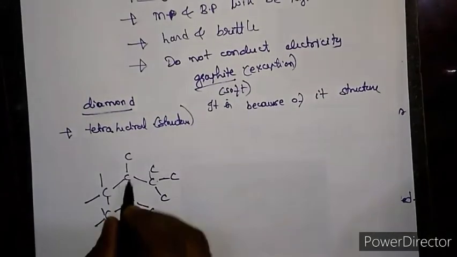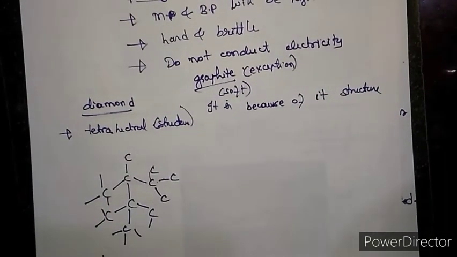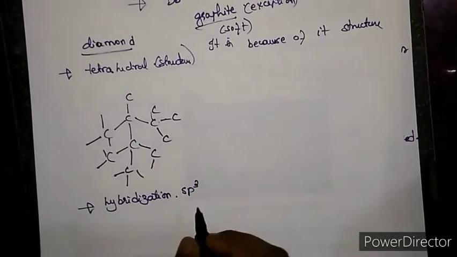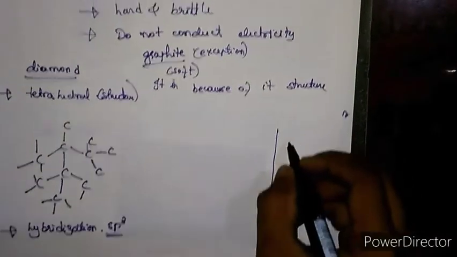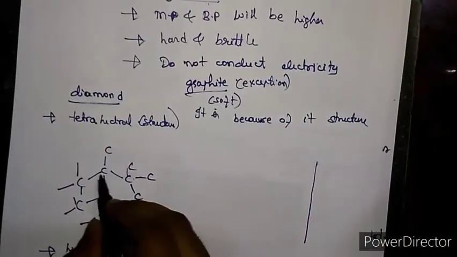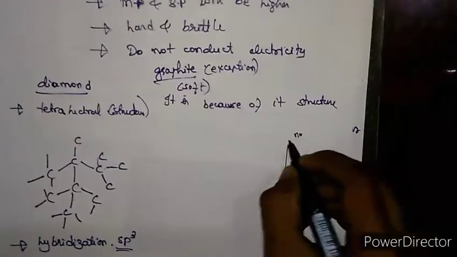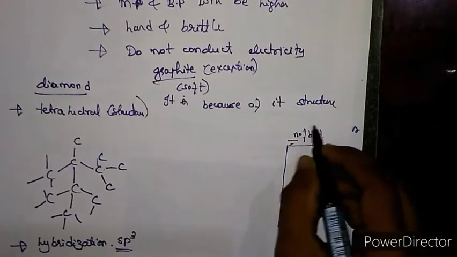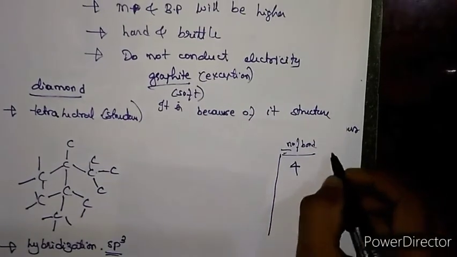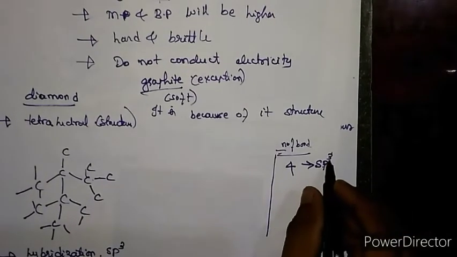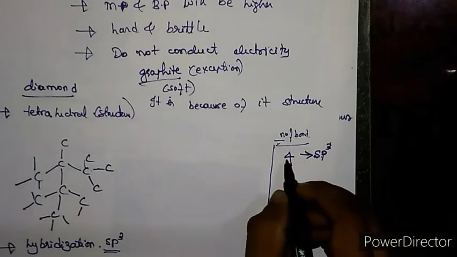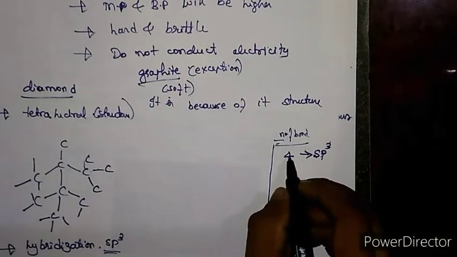Now, what is the hybridization of carbon here? It is sp3. Remember one thing, I'm just telling you the trick. If the number of sigma bonds is 4, then the hybridization is sp3: 1 s and 3 p, 3 plus 1 is 4. It matches the number of bonds. If there are 4 bonds, it is sp3.